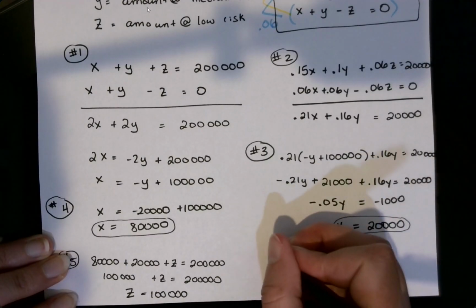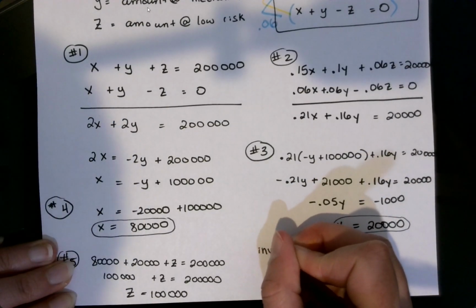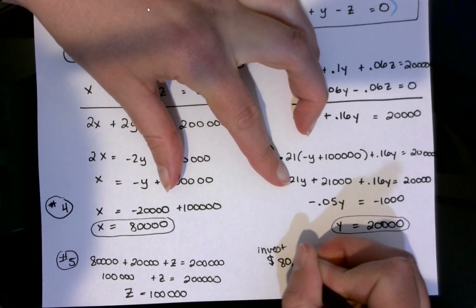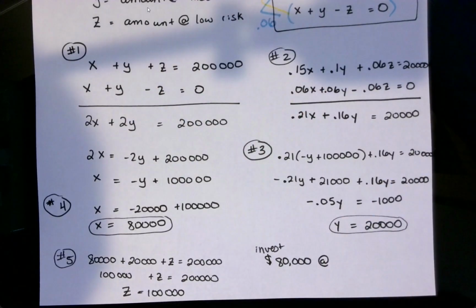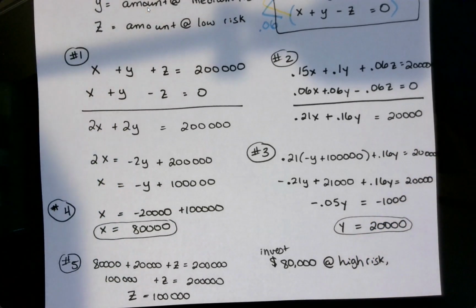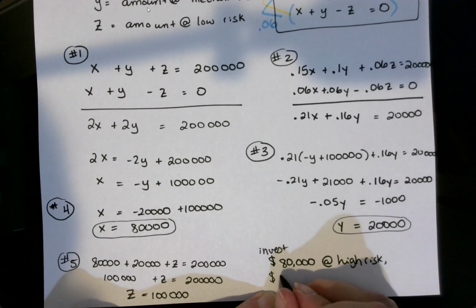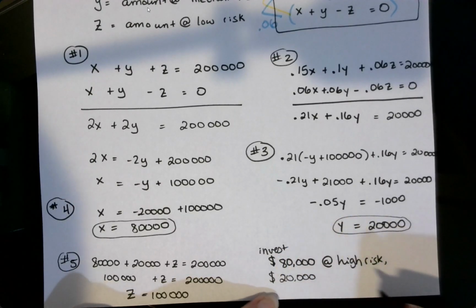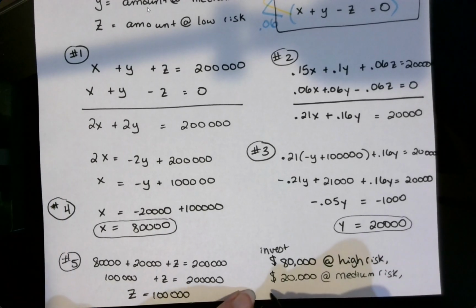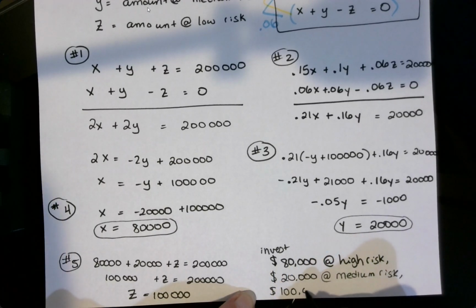So in conclusion, we need to invest 80,000 at X, which was high risk. We need to invest 20,000 at medium risk. And we need to invest 100,000 at low risk to get the returns that we were hoping for.